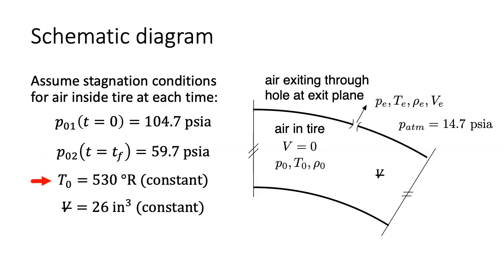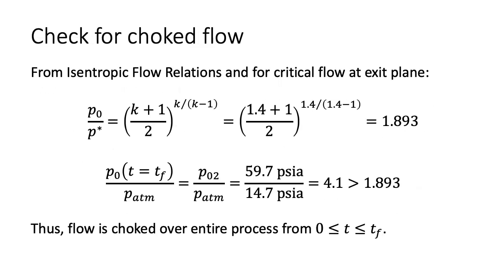During this process, the temperature is assumed to remain constant at 70 degrees Fahrenheit, which corresponds to 530 degrees Rankine, and the volume to remain constant at 26 cubic inches. Finally, the properties for the flow exiting the hole are indicated by the subscript E for exit plane, and the air outside the hole is at an atmospheric pressure of 14.7 psi-A. Note that we are converting to absolute units because for the temperature and pressure ratios calculated later, we must use absolute units.